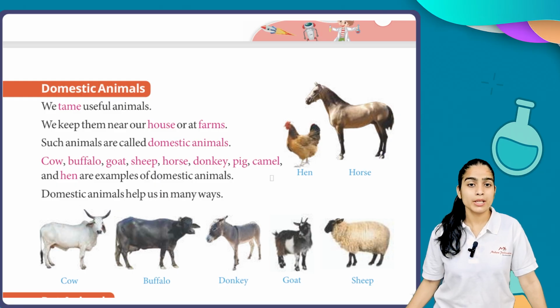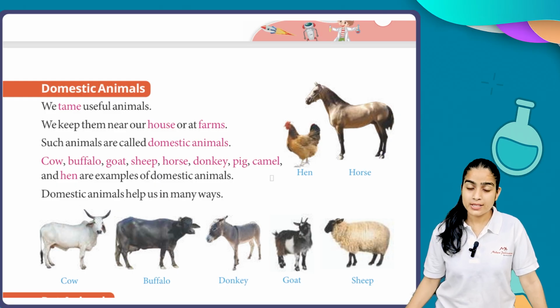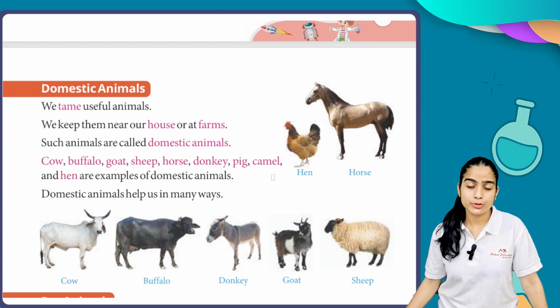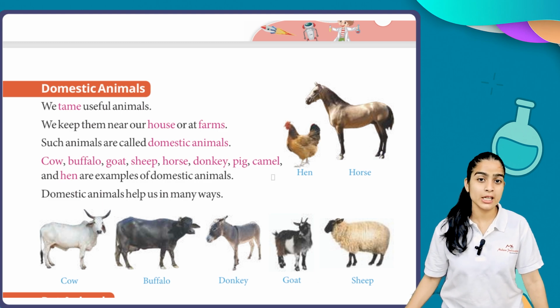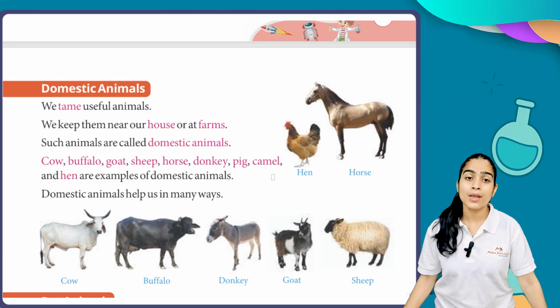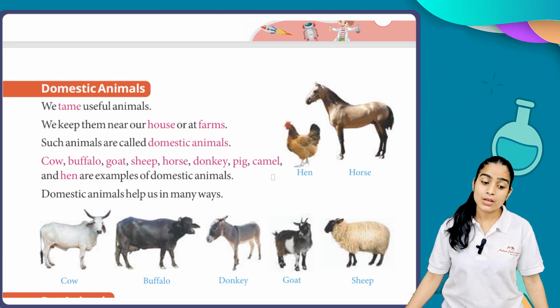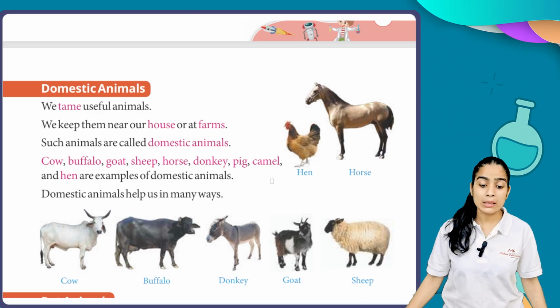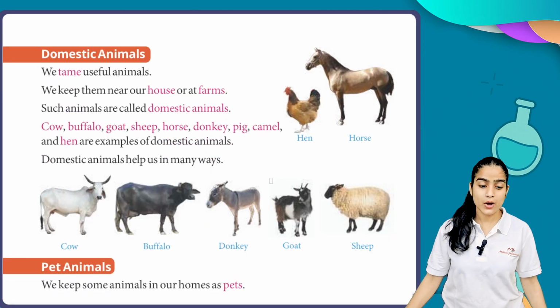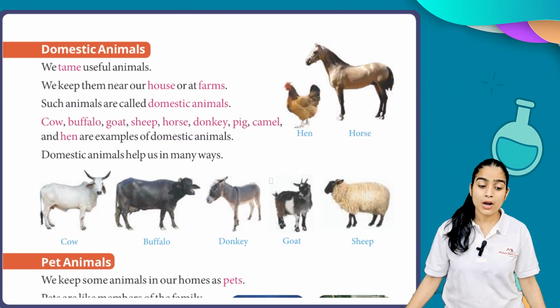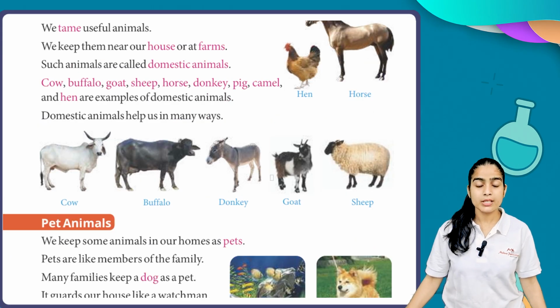which is incomplete without them. For example, in the morning you drink milk. Without cow or buffalo, you are not able to drink milk because we get milk from buffalo and cows. Domestic animals help us in many ways. With the help of cow dung, we generate our fuel. So, cow is a very useful animal for us.